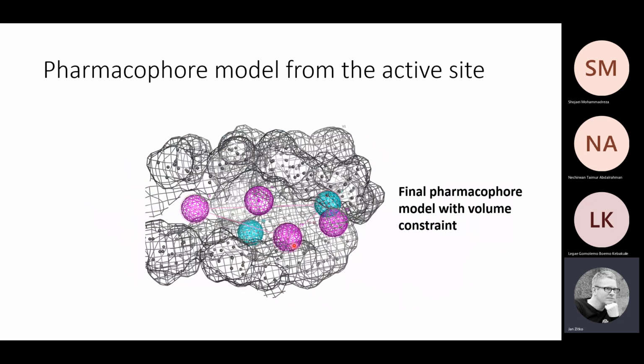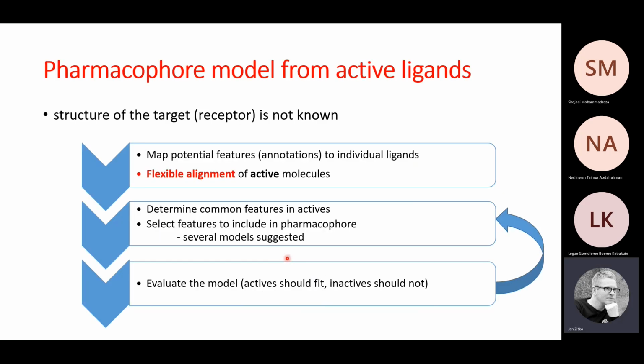Okay, so you have the features, plus then again you take advantage of the fact that you know the structure of the binding site, and you will define the excluded volume, which is always a good idea when you are working with the protein. All right, so we combine it together, and that's your pharmacophore model.